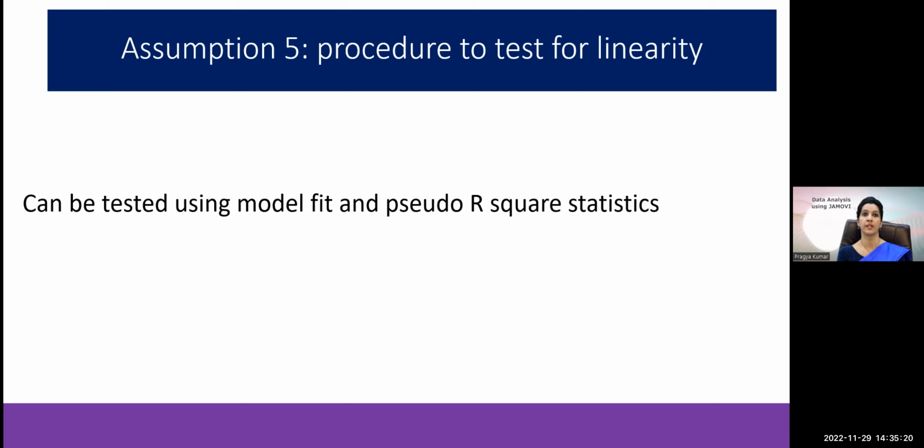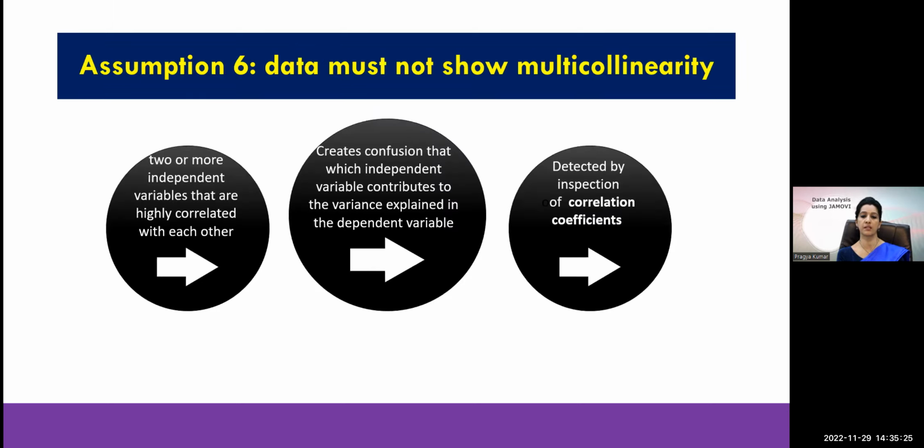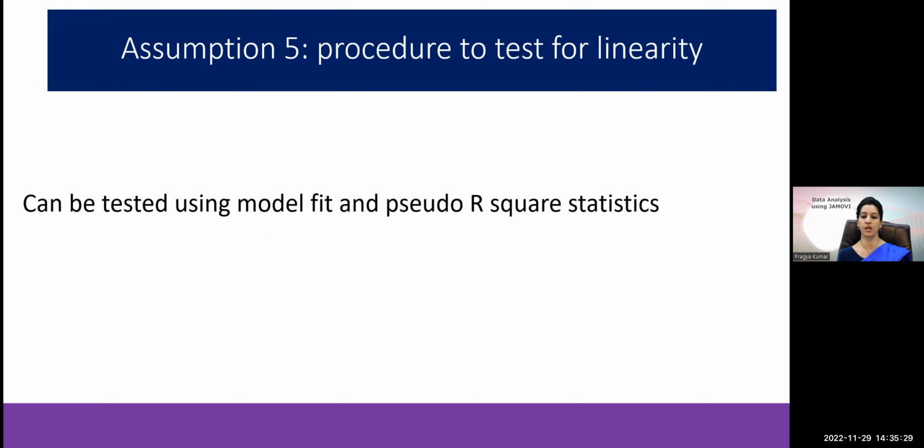Now, it can be tested using model fit and pseudo R-square statistics. Their assumption is that the model fit is significant. Vikram, one variable presence must be minimum 10 times in a sheet. This pseudo R-square is the same as the adjusted R-square. So in this case, you can say adjusted R-square.